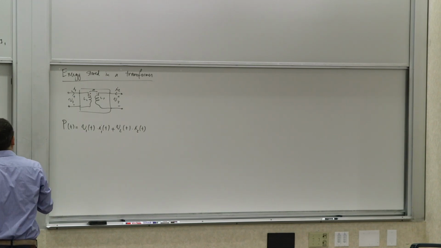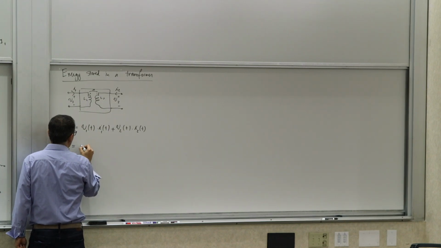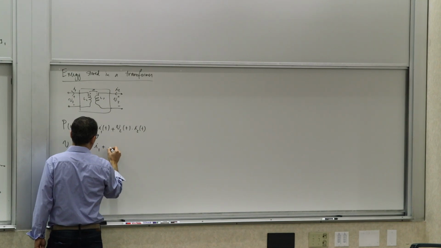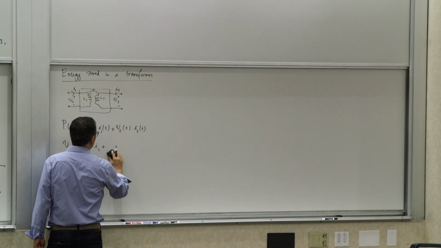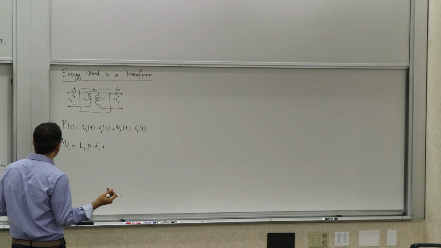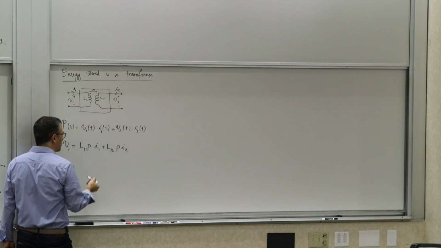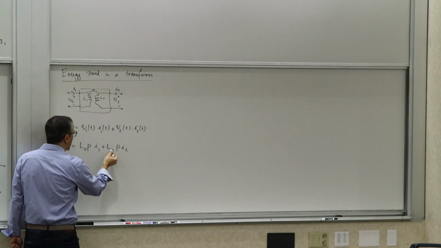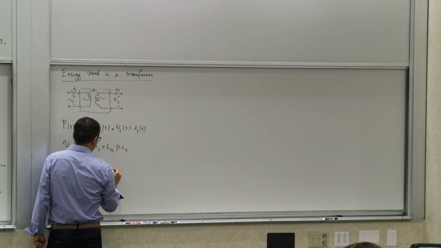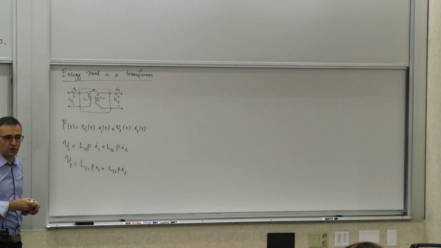So in general, you can write this relationship as, we know v1(t) is going to be L1 p i1 plus M. Okay, let's not write this as M for now. Let's assume that in general these are L11 and L12. So we go back to our original notation, because what we are trying to prove is that L12 is equal to L21. So we have L11 p i1 plus L12 p i2, right? So this is the general relationship.